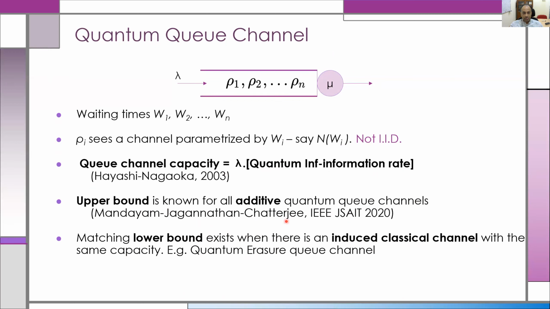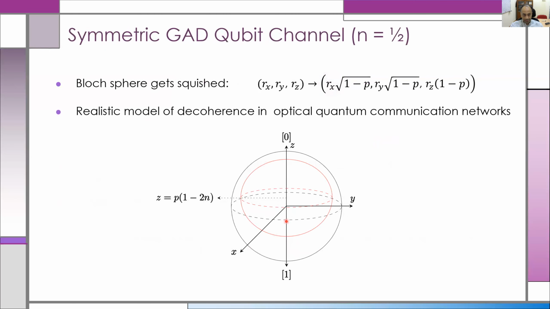In this paper, we do something similar with a more realistic and perhaps a little more complex generalized amplitude damping Q channel. The symmetric GAD qubit channel with parameter n equals half essentially squishes the Bloch sphere like so. For Rx, Ry, Rz are the Bloch sphere along the three directions. It gets squished like so. And this is considered a realistic model of decoherence in optical communication networks. This picture shows the squishing of the Bloch sphere.